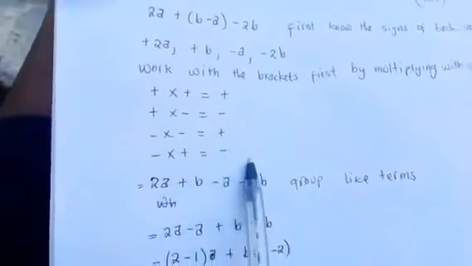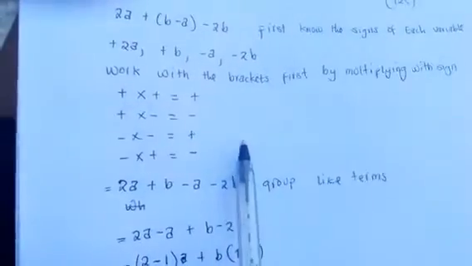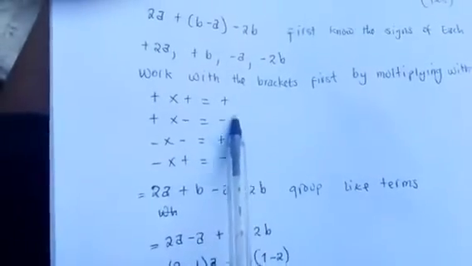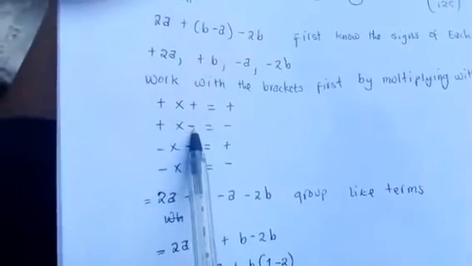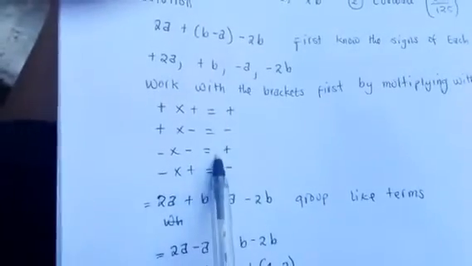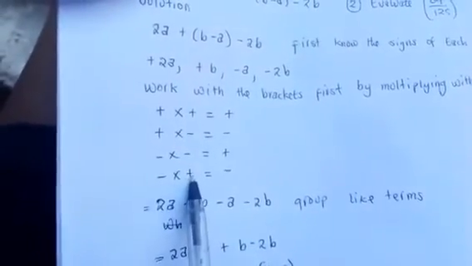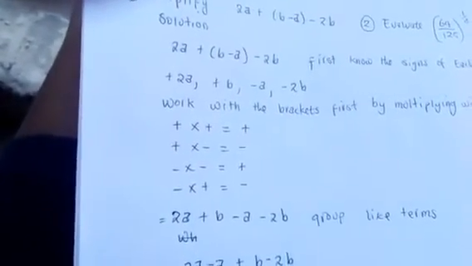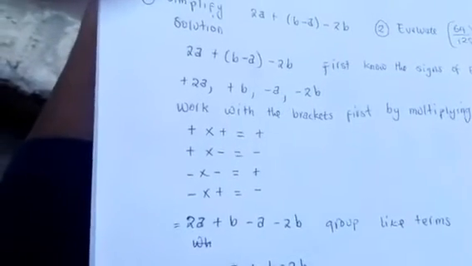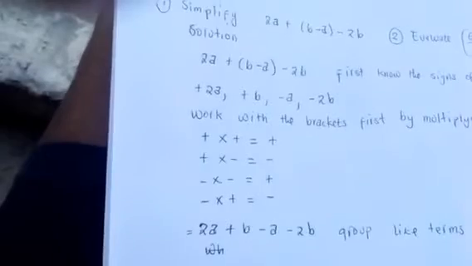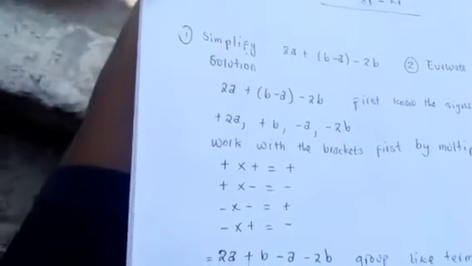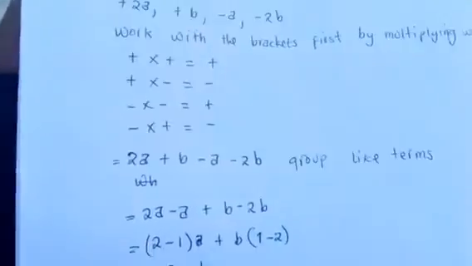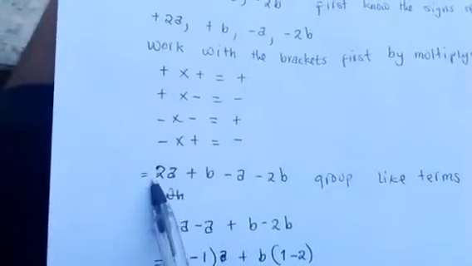So here are some of the multiplication rules which you can use for the signs. If you have a positive multiplied by a positive, you get a positive. A positive multiplied by a negative, you get a negative. A negative multiplied by a negative, you get a positive. Then a negative multiplied by a positive, you get a negative. So the rule of multiplying signs is if the signs are the same, your answer has to be positive. If you are multiplying two different signs, your answer will have a negative sign. So this is it. After multiplying the signs, you get rid of the brackets.